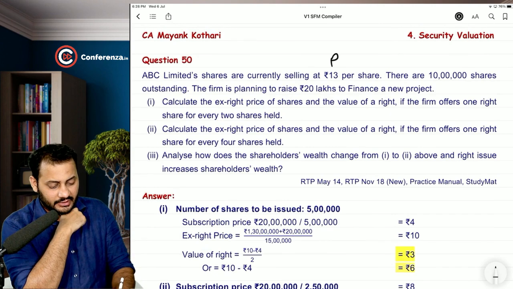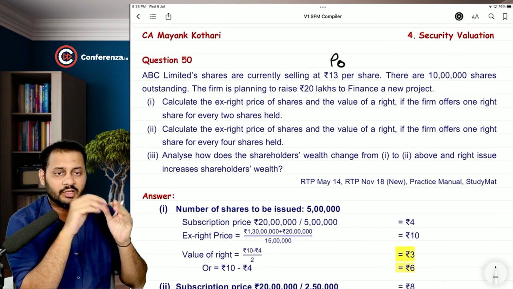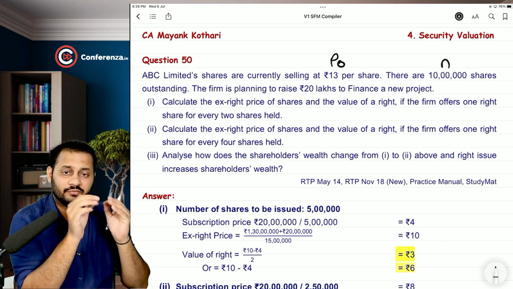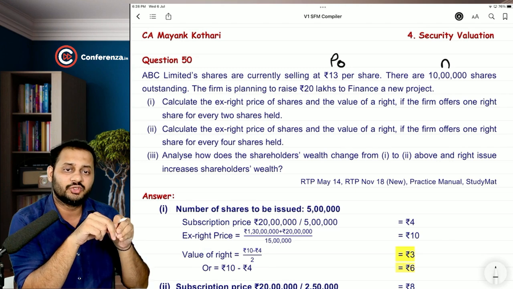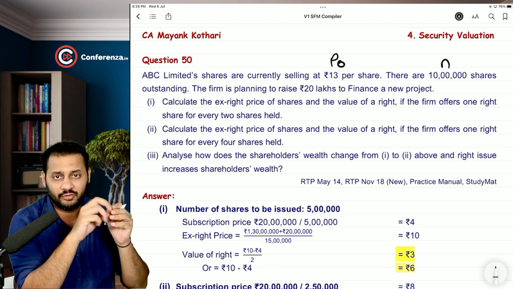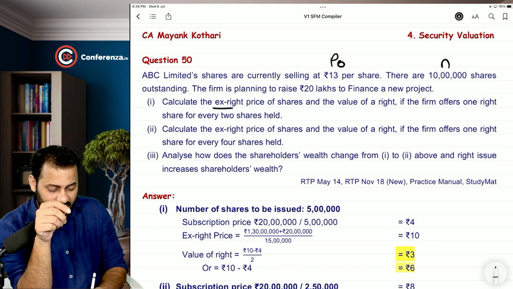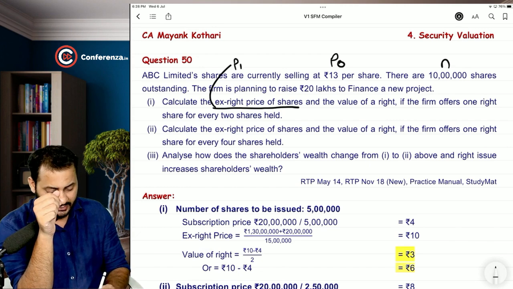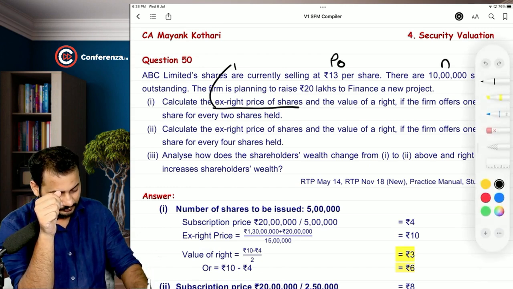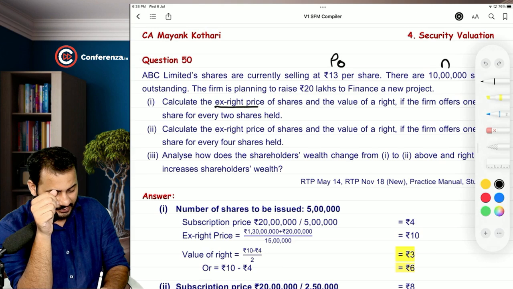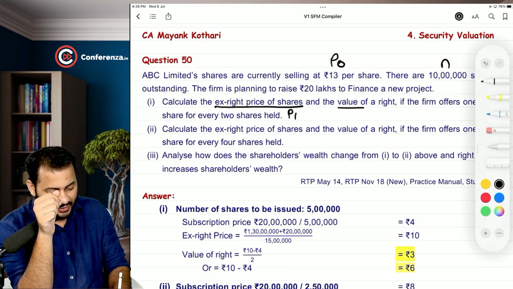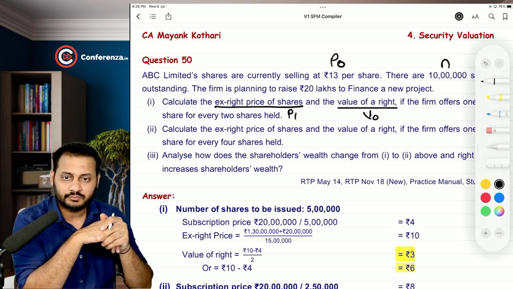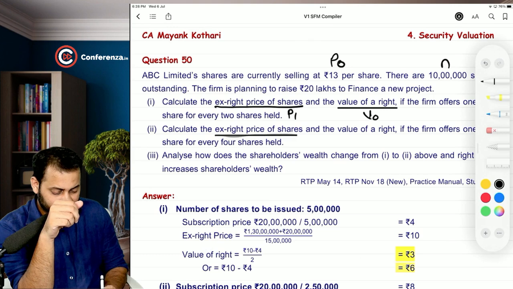So the current selling price is 13, which is P0. There are 10 lakh shares outstanding. We can call it N in this case. The firm is planning to raise 20 lakh rupees to finance a new project. Calculate the ex-rights price per share. Just make it P1 in this case, and the value of the right is different, that is V0 or whatever you want to say.